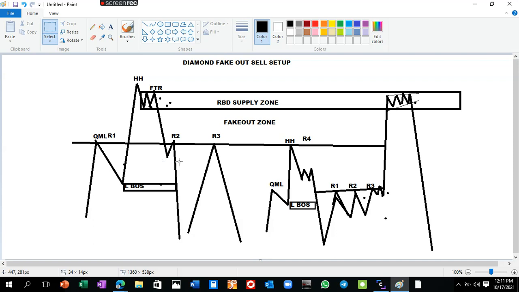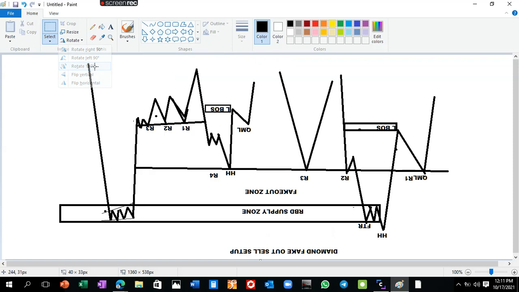Why? Because you didn't take time to see where price was currently at on the higher time frame. So it's very important for us to do multiple time frame analysis. You have to do it because you prevent yourself from trouble. Okay, this is a perfect diamond setup for a sell setup, of course. For the opposite, it's just the opposite like that.